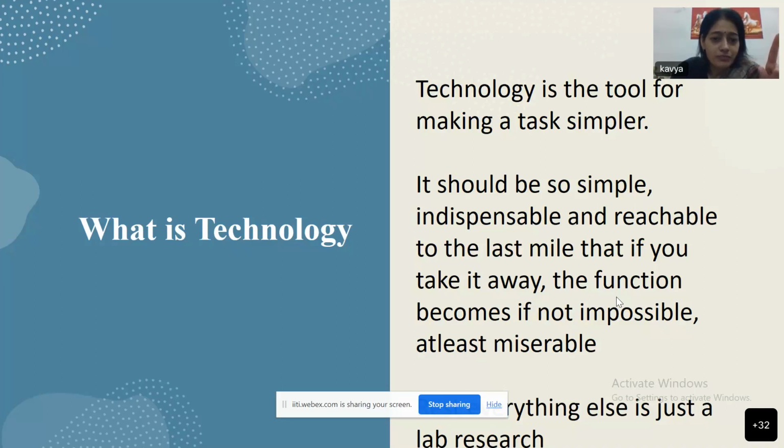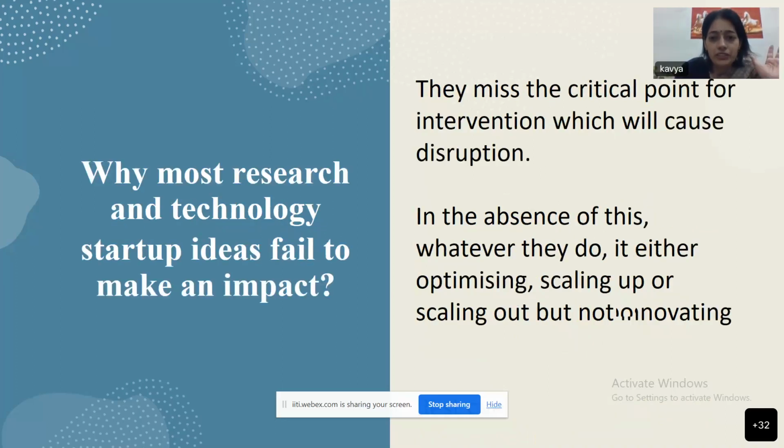And what it could be, let's talk about it. And if the technology is not up to this scale, that means if it is not so simple, if it is not so indispensable, and if it is not so reachable, then everything else is a lab research.